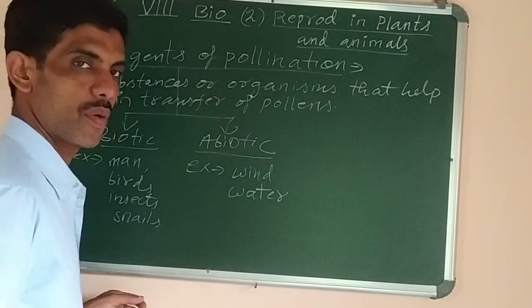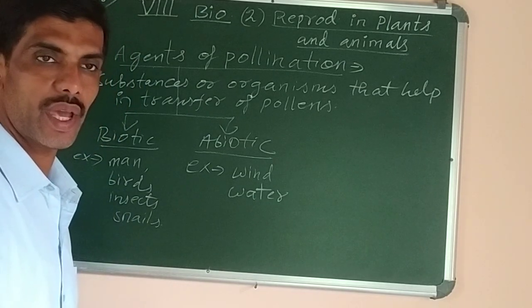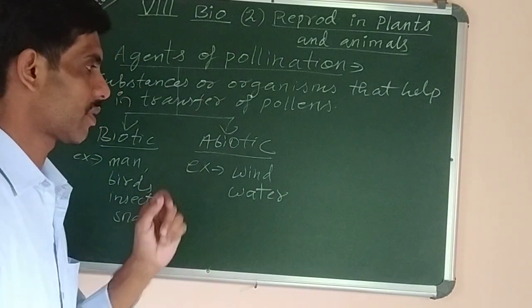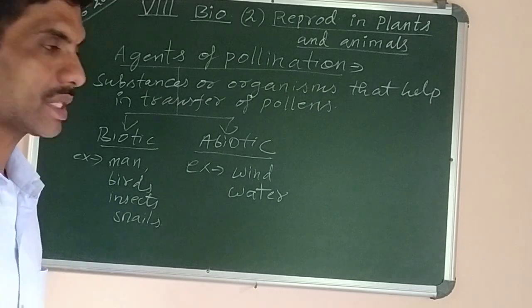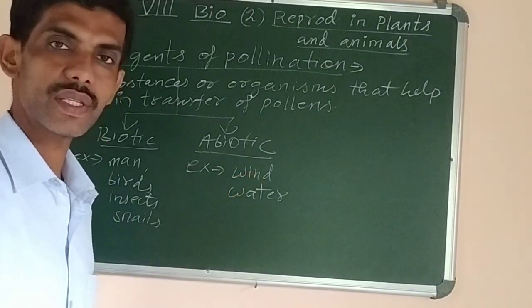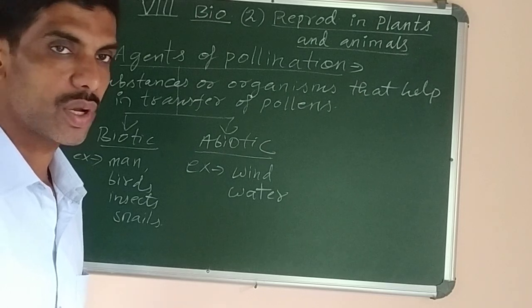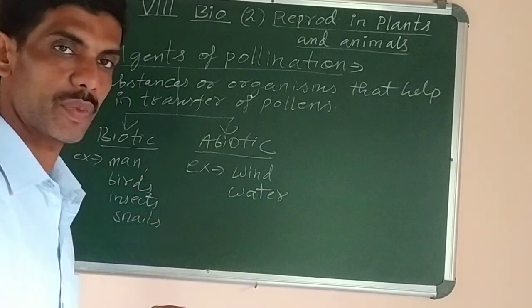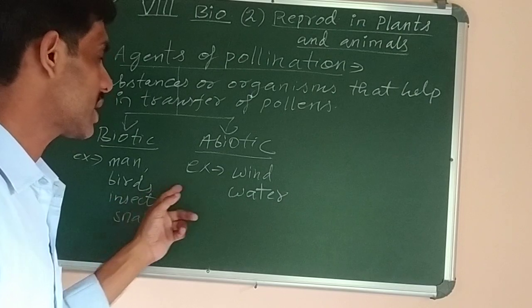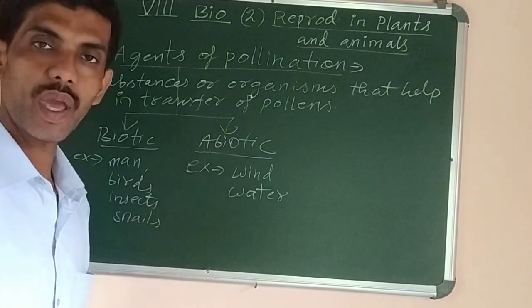Wind and water, both of them are abiotic agents of pollination. Means they help in the transfer of pollen grains. It can be done by wind, it can be done by water also, and it can be done by insects also. But insect is a biotic agent, wind and water are abiotic agents.